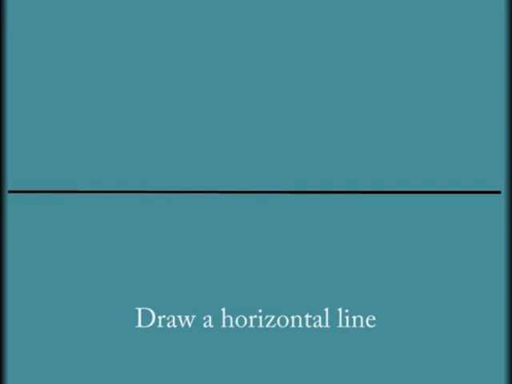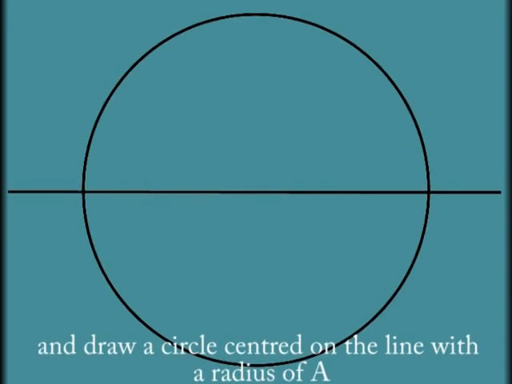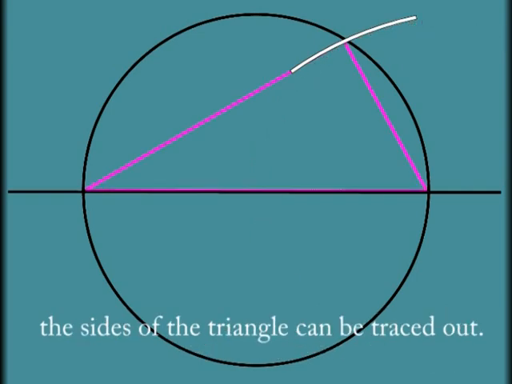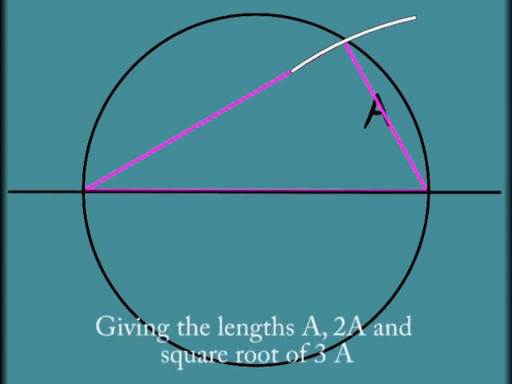Draw a horizontal line and draw a circle centered on the line with a radius of A. Then, at one end, draw part of the same circle, and where they intersect, the sides of the triangle can be traced out, given the lengths A, 2A, and the square root of 3A.